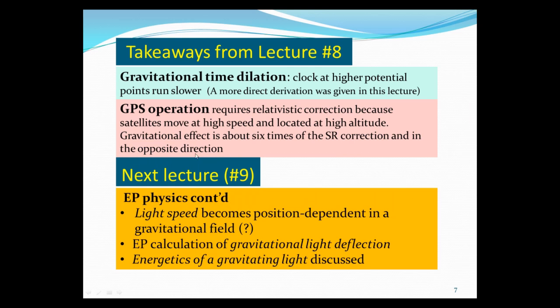In the next lecture, we're going to see that because clocks run at different rates in different places, the speed you measure will of course be altered by the different clock rates. So even light speed becomes position dependent in a gravitational field. Okay, and we can use the equivalence principle to calculate the gravitational light deflection, and also we can talk about how light is affected by gravity. So what's the energetics of gravitational light?